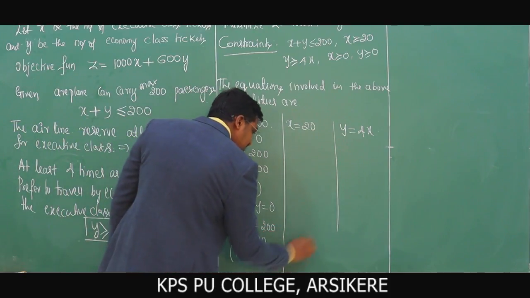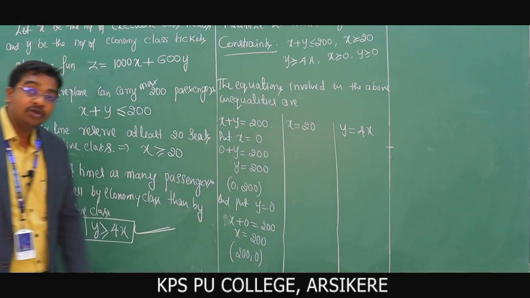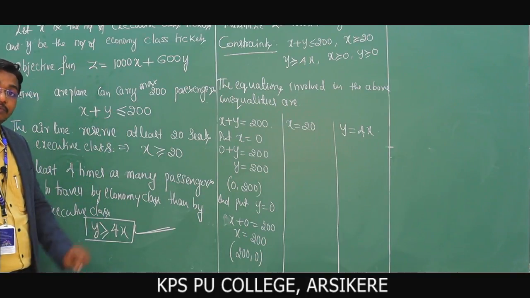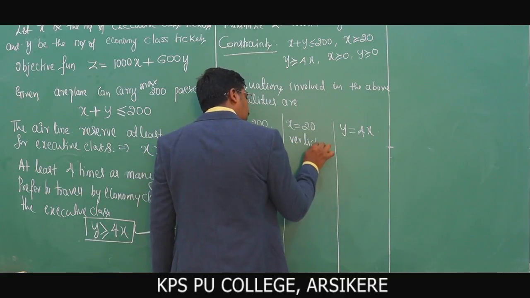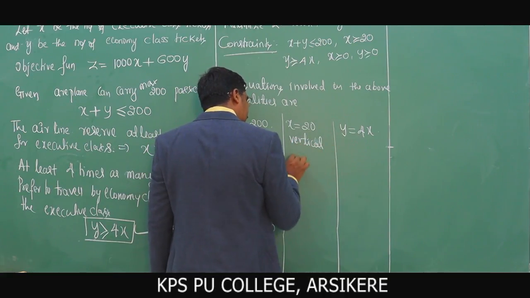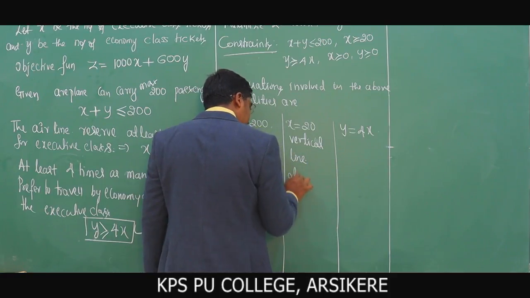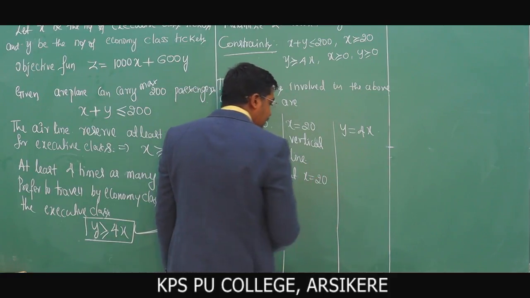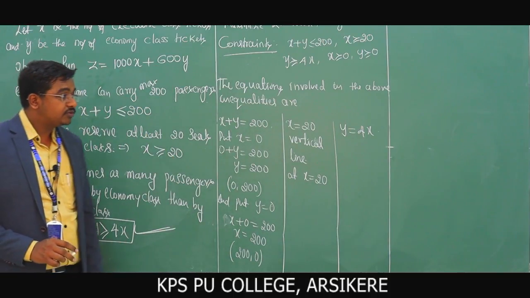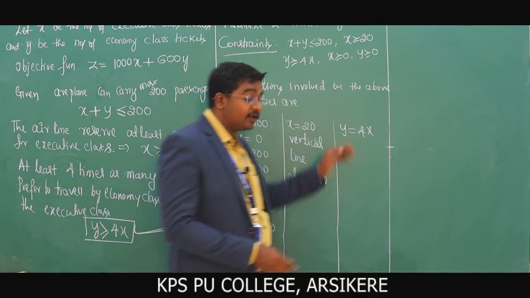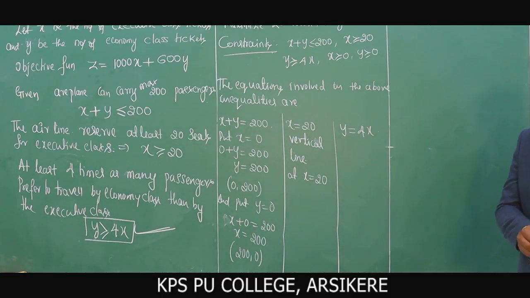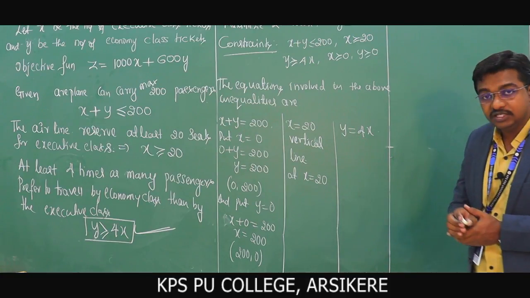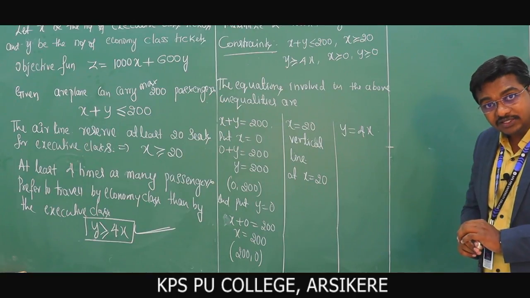Now come to the line x is equal to 20. X is equal to 20 is nothing but a vertical line at x is equal to 20. Now come to the next one, y is equal to 4x. The general form is y is equal to mx, where the line passes through the origin. Here also y is equal to 4x is a line passing through the origin.